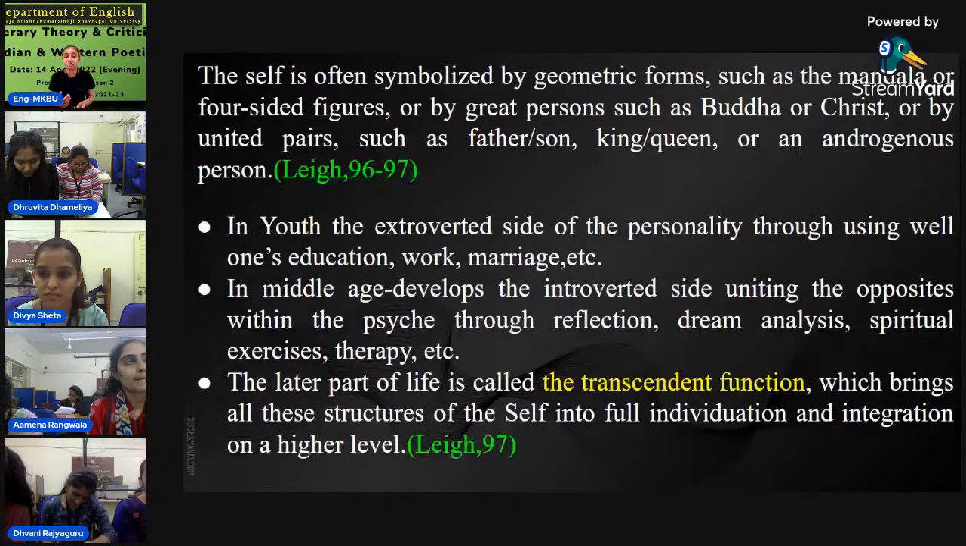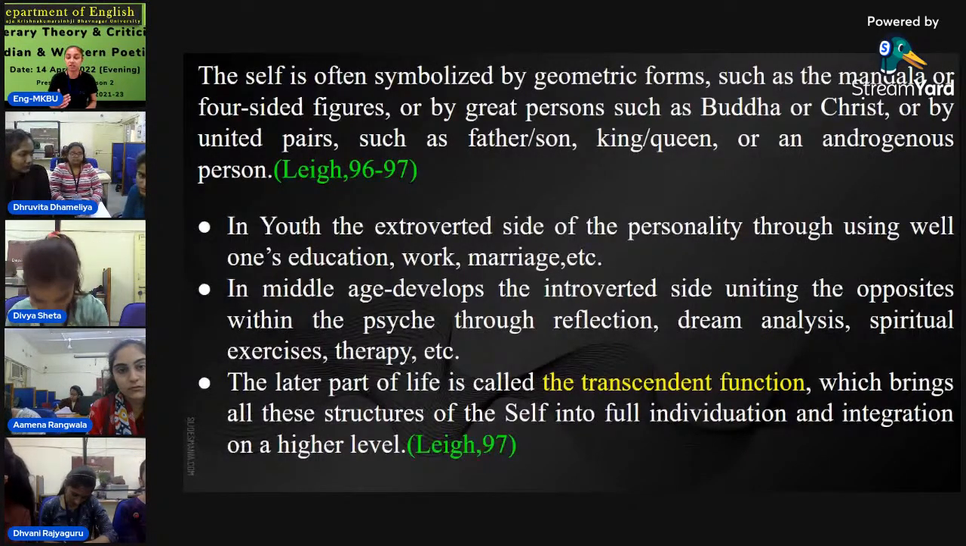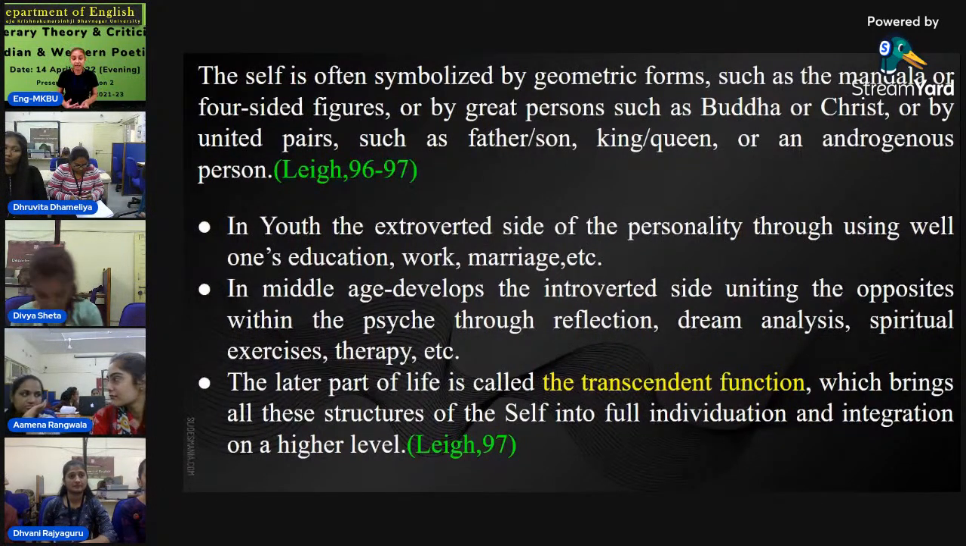First, in youth, the extrovert side of the personality develops through one's education, work, marriage, etc. Second, in middle age, the introvert side develops, unifying the opposites within the psyche through reflection, dreams, analysis, spiritual exercise, therapy, etc. And in the latter part of life comes what is called the transcendent function, which brings all this structure of the self into full individuation and integration on a higher level.